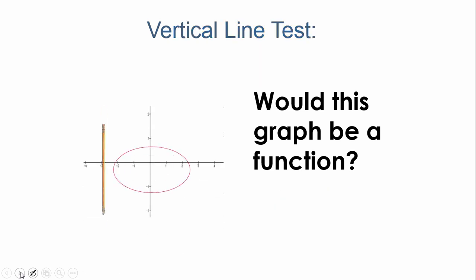What about this one? If I were to drag my pencil across this one, what do you think? Would it be a function? Well, at some point when I go across, I'm going to hit the graph one time, but at this spot, I'm hitting it in two places as it passes across, as it hits that curve. That means that it is not a function. So I don't have to look at each set of individual points in a mapping diagram to figure that out.